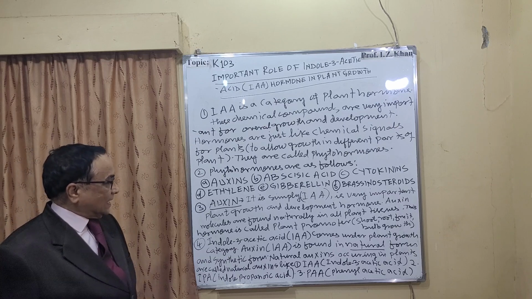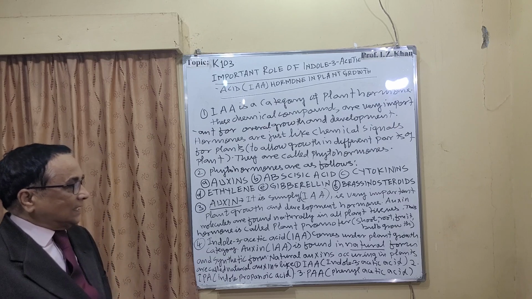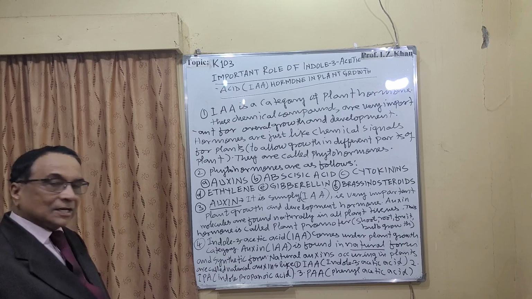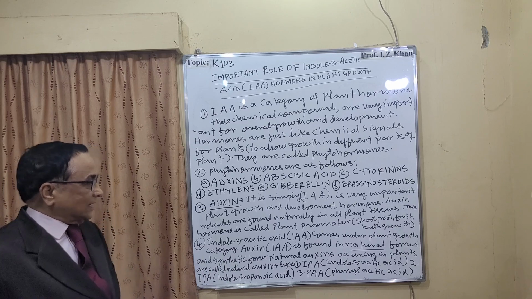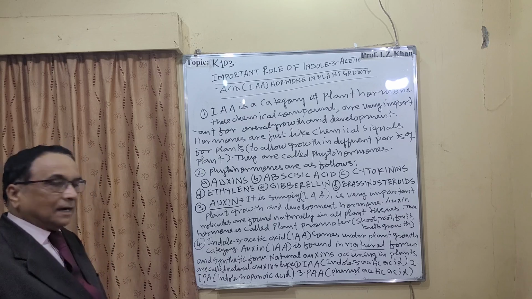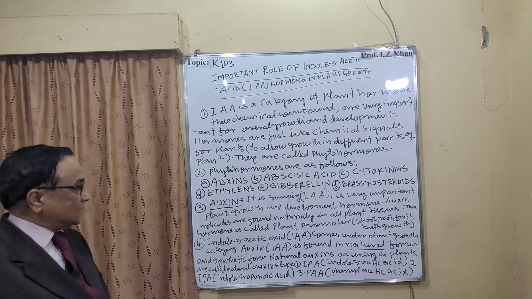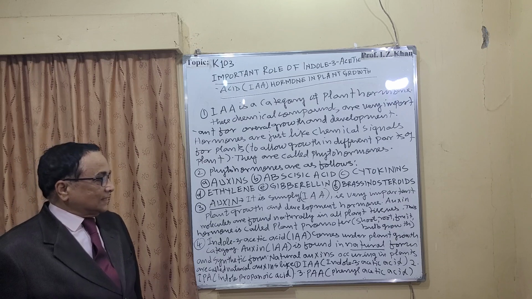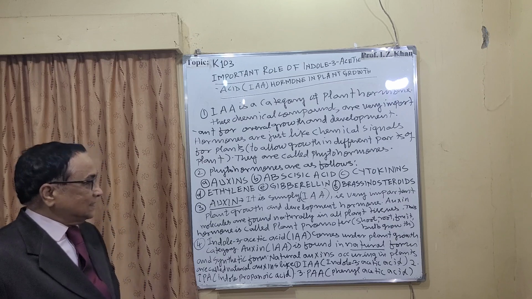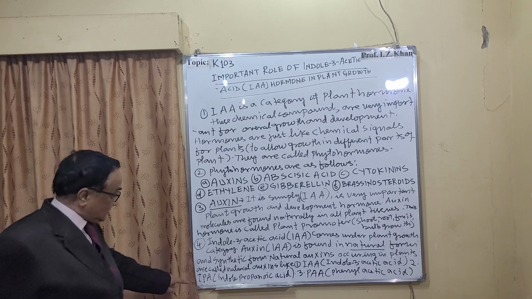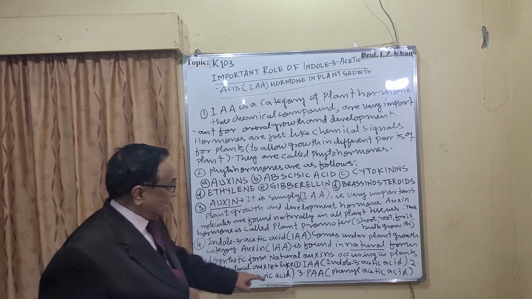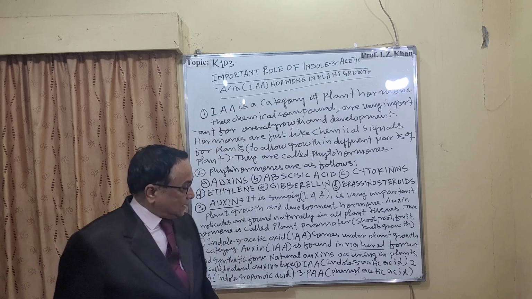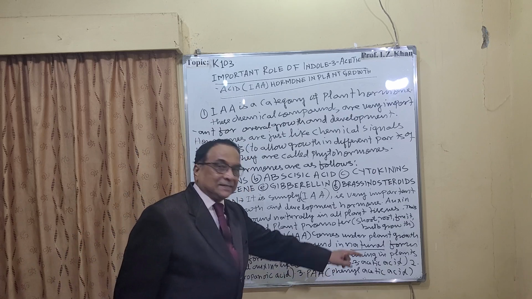Auxin, that is IAA, is found in natural form and also in synthetic form. The natural auxins occurring in plants are called natural auxins, like IAA, indole 3 acetic acid. The second one is IPA, indole propanoic acid, and the third one is PAA, phenyl acetic acid.